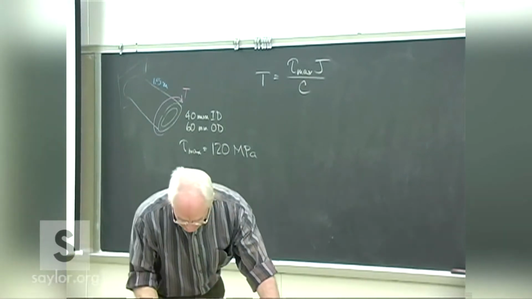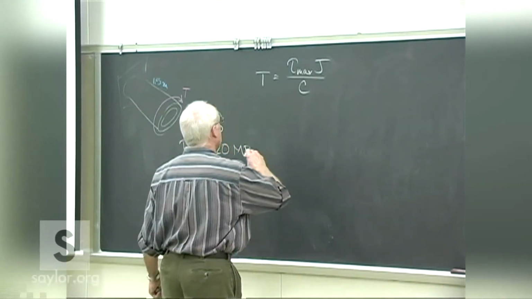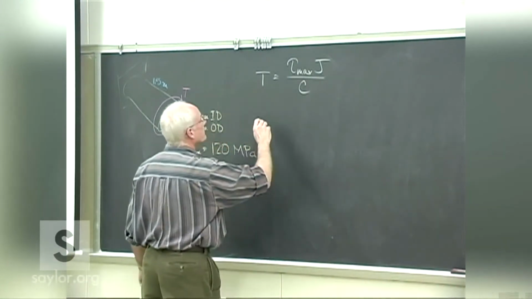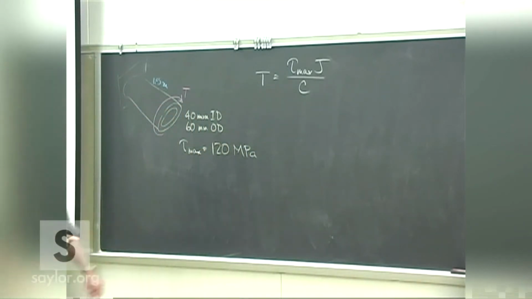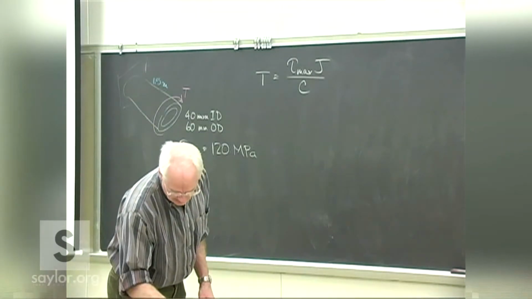Give you a little gift. I think I have a little gift here. Yeah, I do. I won't bother since this is a tube. I have a little gift that's from a solid shaft. I'll give you in a little bit. Just to show you I'm a nice guy.